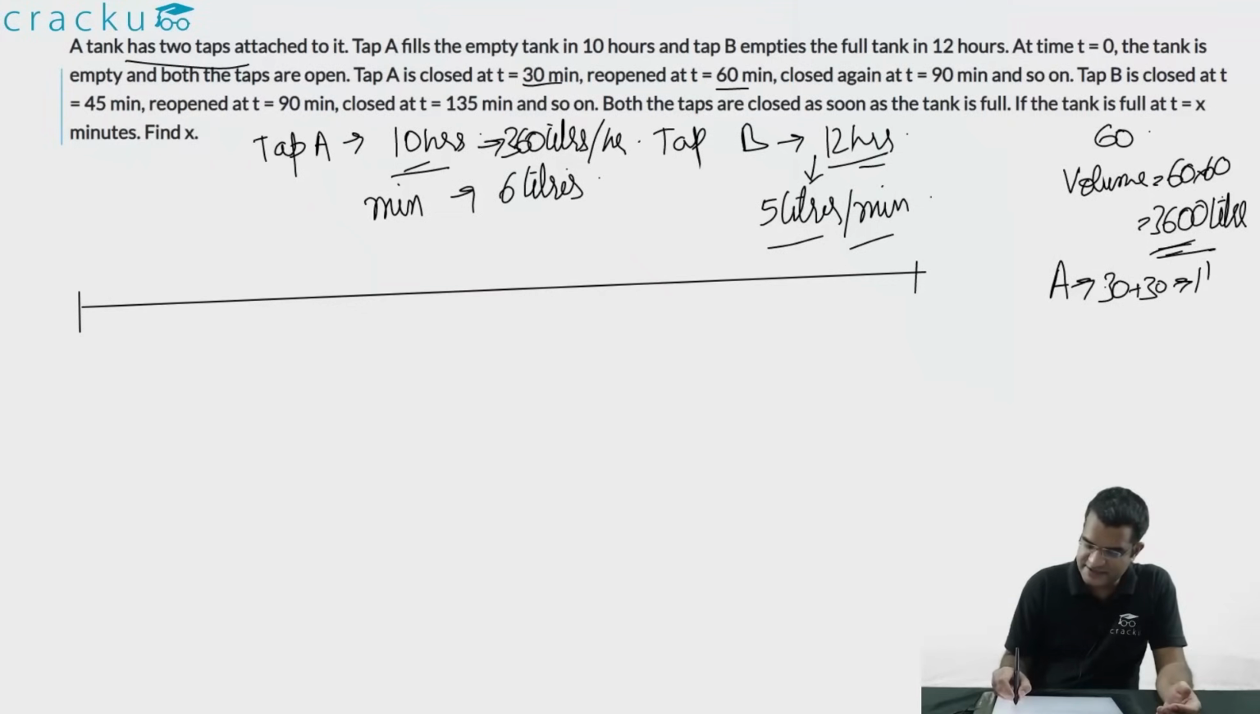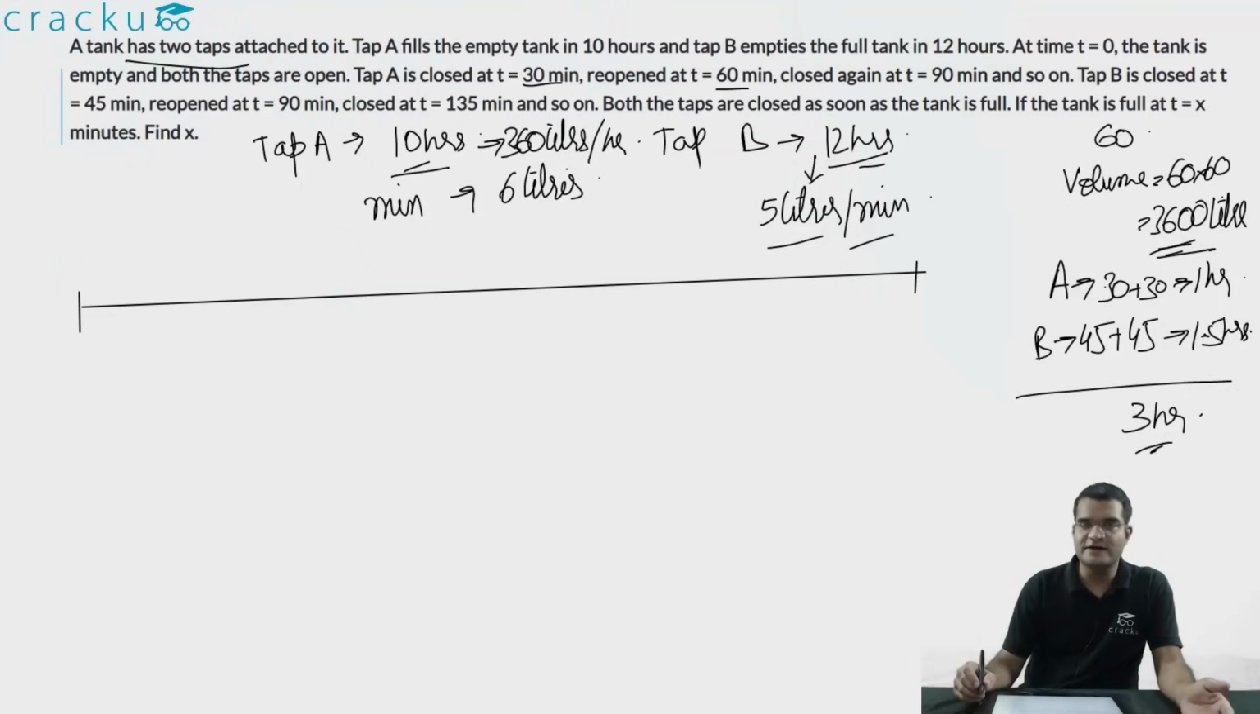That is, it has a cycle of 1 hour. Tap B follows a cycle of 45 minutes of opening plus 45 minutes of closing. That is, its cycle is for 1.5 hours. Therefore, if you are looking at A and B together, their cycle goes on for 3 hours, which is the LCM of 1 and 1.5 hours. First A will open and close for 30 minutes each, so that is for 1 hour. B will do the same for 1.5 hours, and they keep on repeating, and as a whole the two pipes A and B repeat this cycle after every 3 hours.